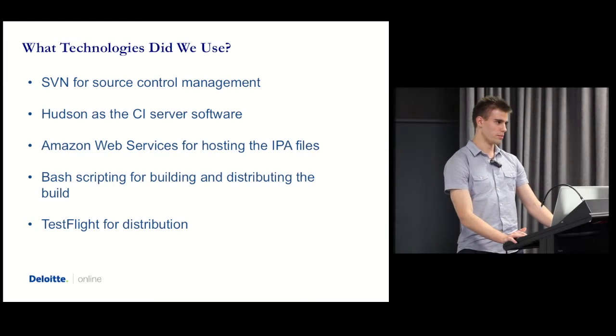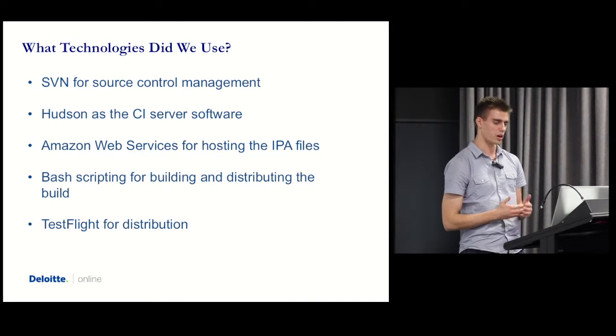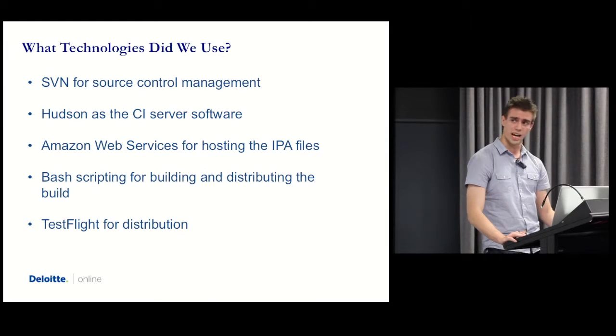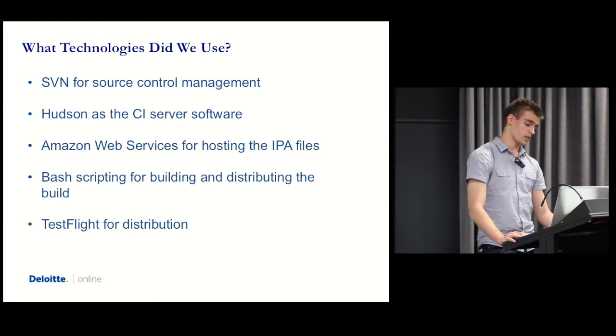We used SVN as our source repository for Bamboo. And when looking at the technologies that we wanted to use to automate this, it was very experimental. So we tossed up between using Jenkins or Hudson or even Bamboo. And we decided on Hudson in the end. In terms of distribution, we uploaded our IPA files to Amazon Web Services, which actually worked out quite nicely.